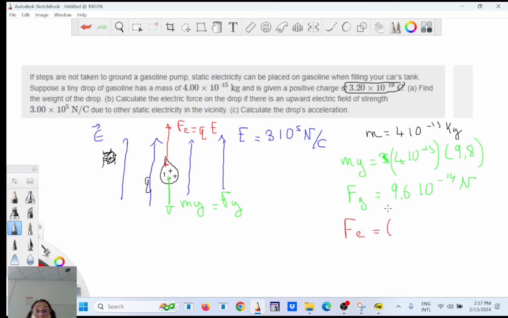So what's the charge? 3.2 times 10 to the negative 19. So instead of having a mass, I have a charge. And the electric field is 3 times 10 to the 5. So this is down. Well, I'm going to put here down. So that's going to be the electric force.